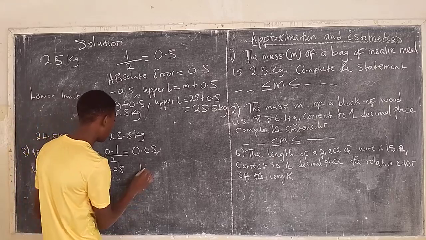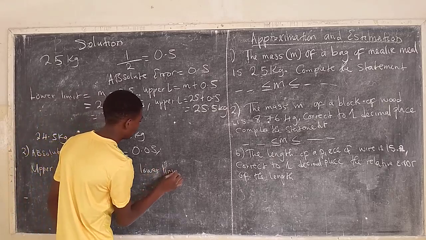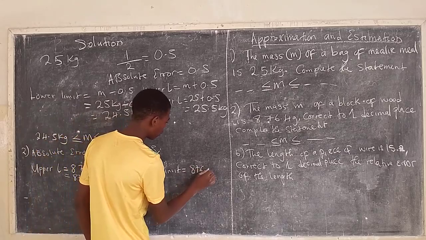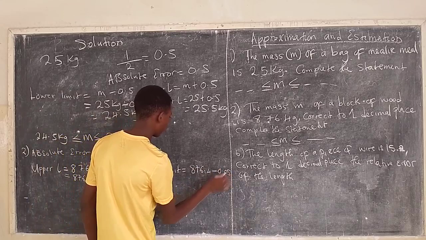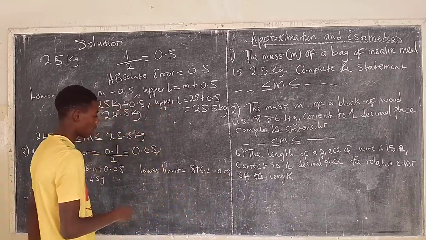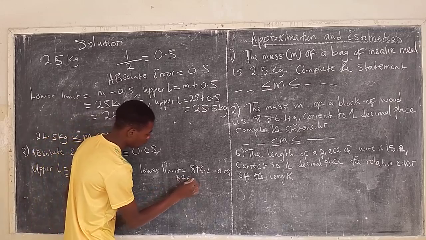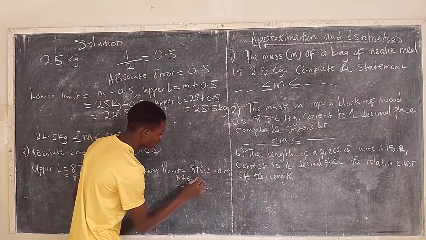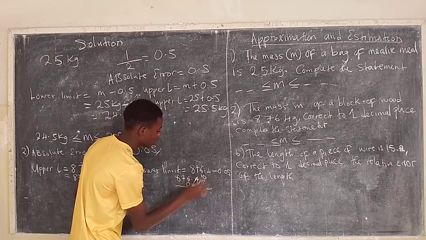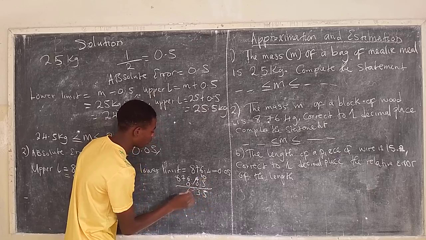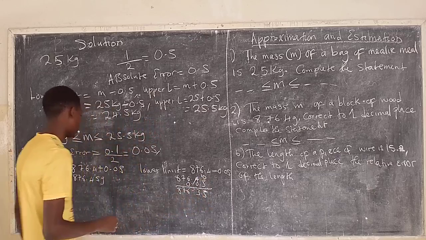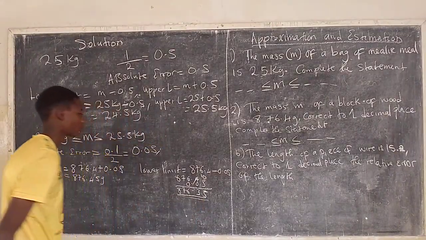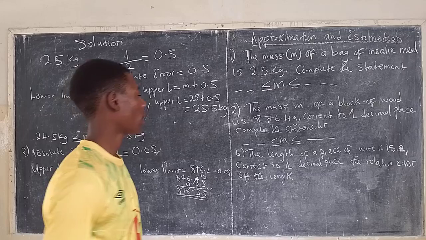Then, if we look at the other one, we have the lower limit. To find the lower limit, we are simply going to subtract. So we have 876.4 minus 0.05. So when we subtract this, we have a 5, we have a 3, we have a 6, 7, 8. So when we subtract this to get the lower limit, we are getting this number.